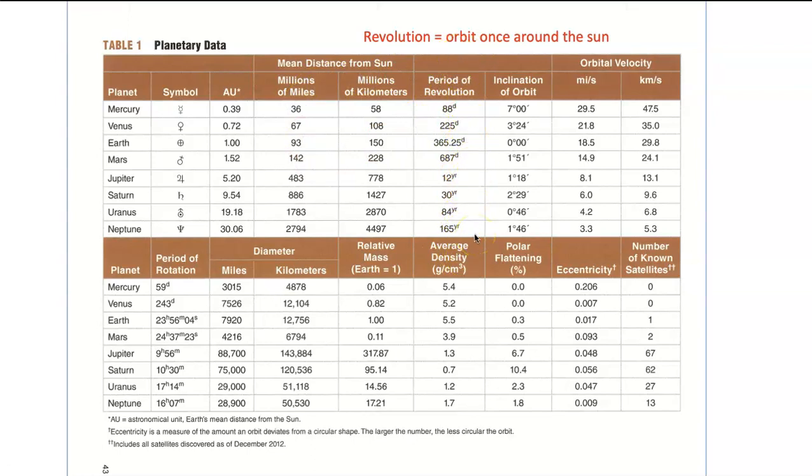Technically, it would take Mars, for example, 1 Martian year to orbit the sun. But we want to know in Earth years or Earth days. So here's Mars's period of revolution in Earth days.